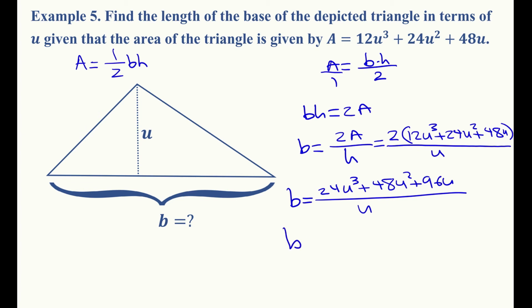Now I know that I warned you not to skip the splitting up step. Well, this is so simple, we'll make an exception. What do you think? So here we're just going to divide each term by u, right? So we end up with 24u squared plus 48u plus 96. And that's it. That's the base.